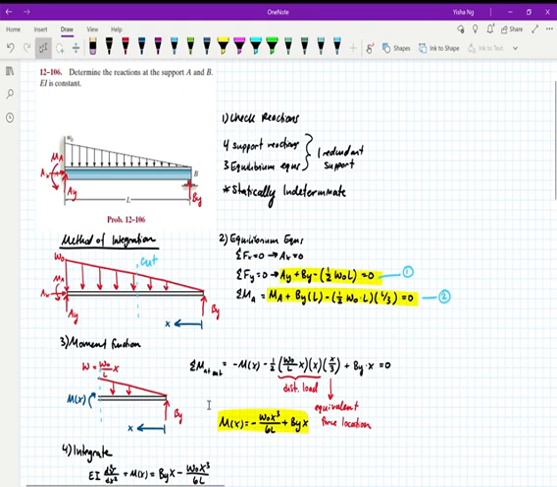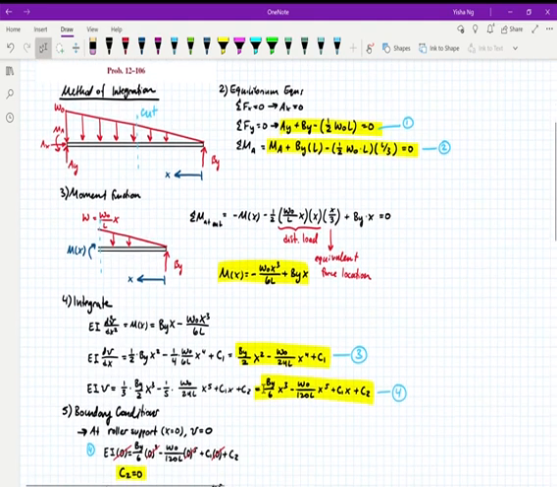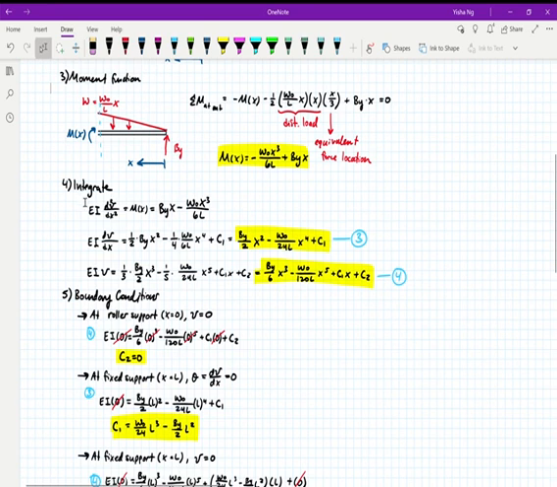So once I have my moment function, I'm going to go ahead and integrate it. You remember this from the equation sheet: EI times the second derivative of deflection is equal to moment in terms of x. So I know my moment in terms of x. I'm going to integrate it once in order to find my change in deflection. Change in deflection is also known as the slope, so this is also your slope equation here.